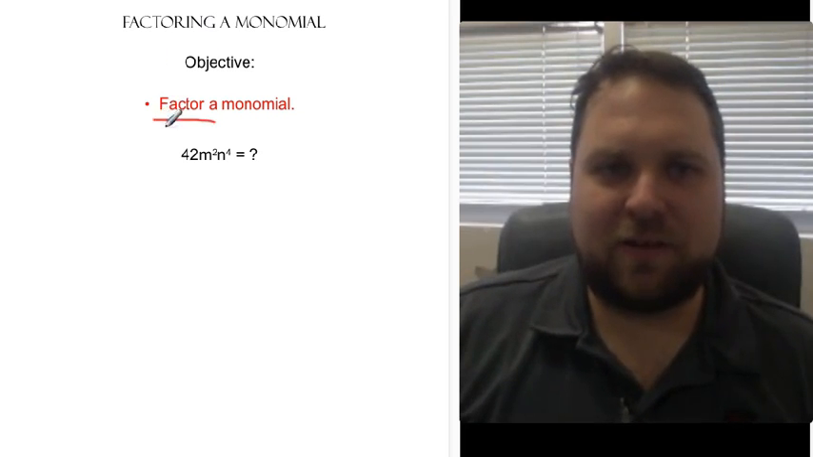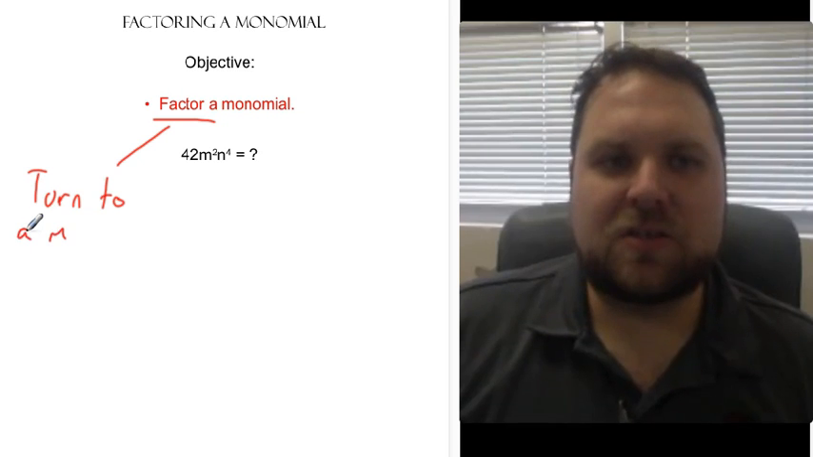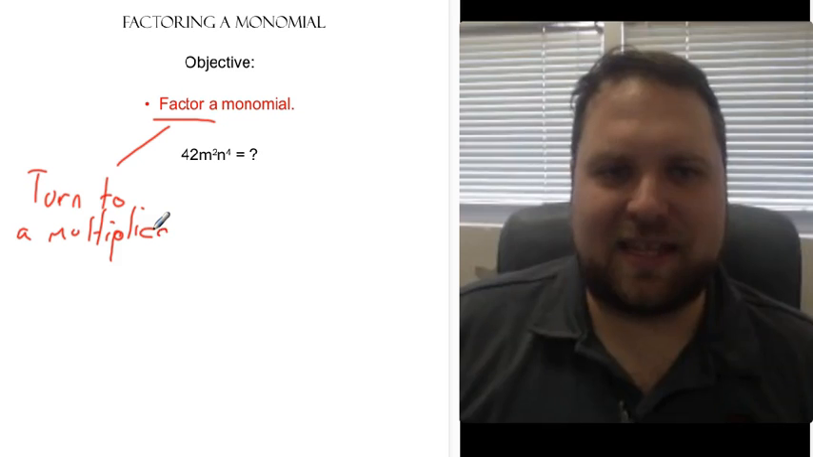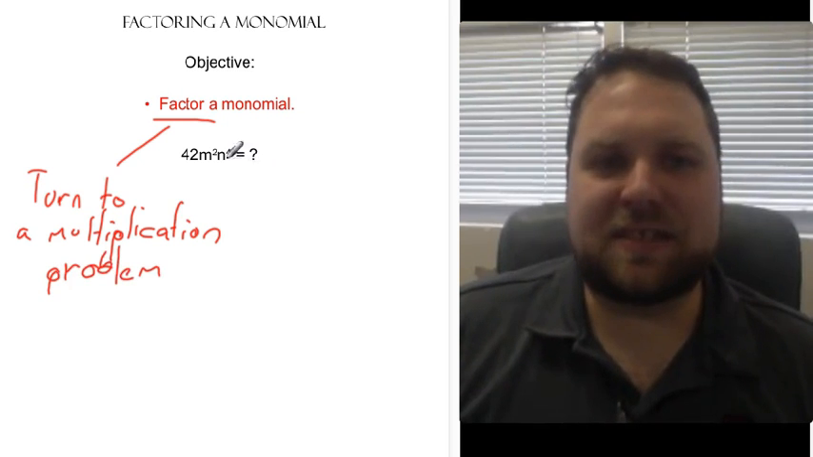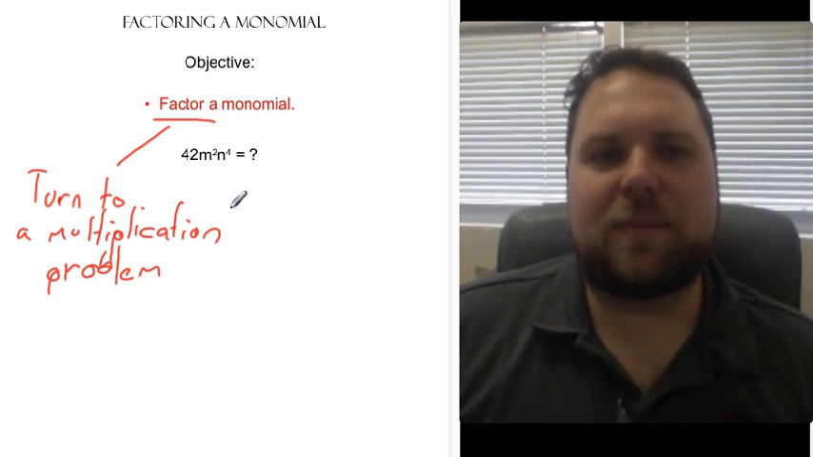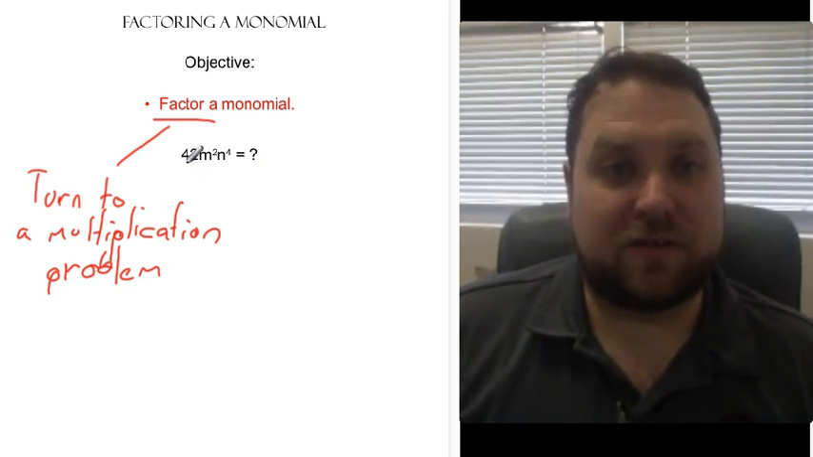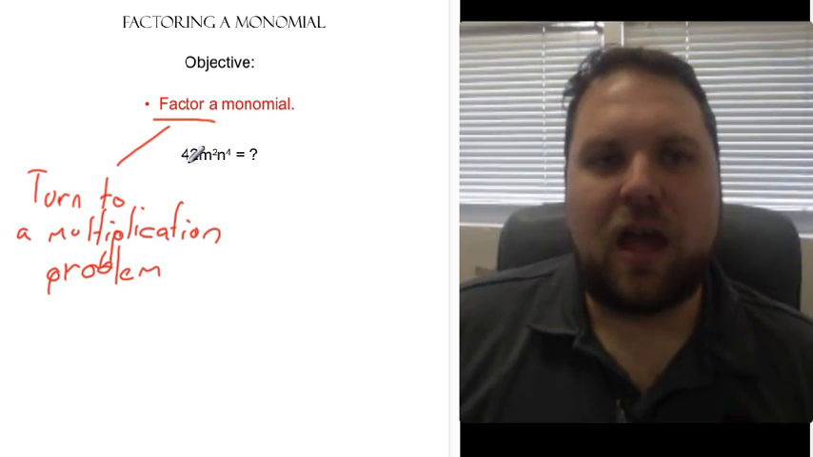If you'll remember, factor just means turn into a multiplication problem. So all we want to do is take some expression, in this case a monomial, and turn it into a multiplication problem. That's it. That's our goal. And so let's use this example right here, 42m squared n to the fourth, to talk about where we go from here.